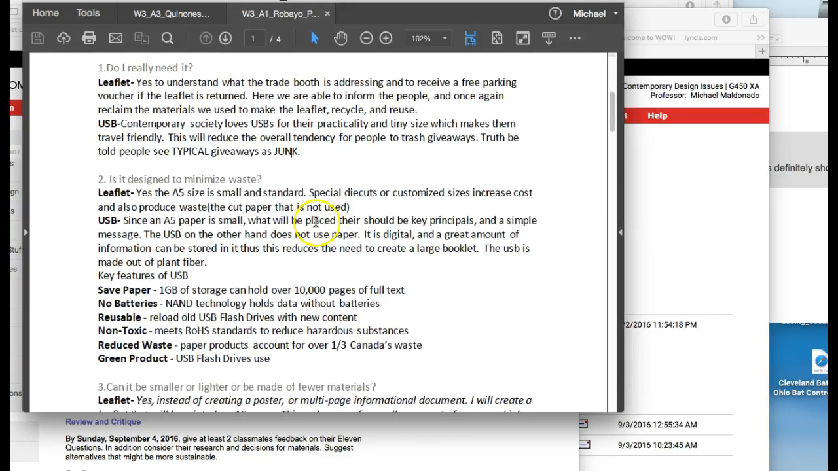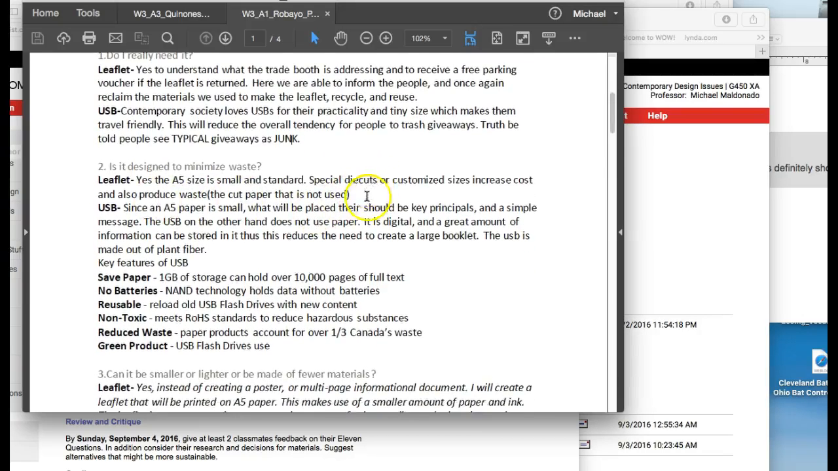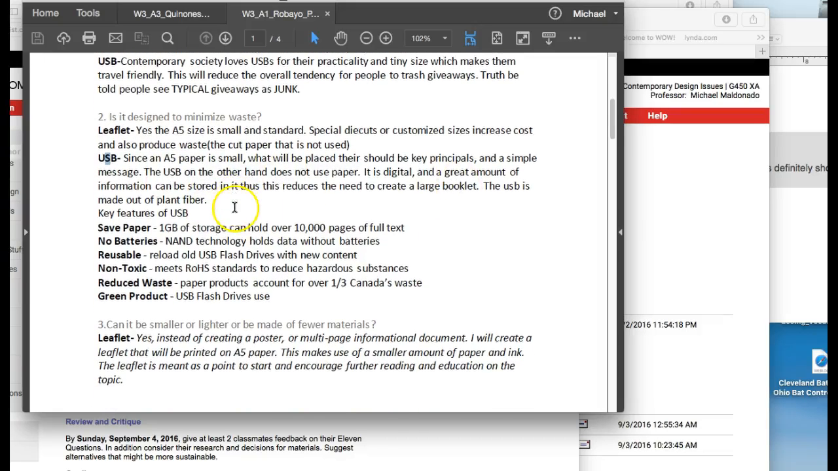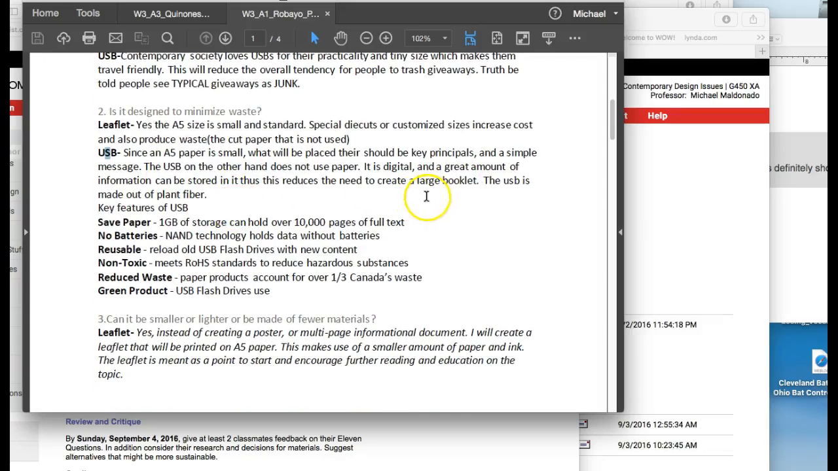Is it designed to minimize waste? 8.5, that's good. This is good right here. That's great. But you say, yes, 8.5 is small, and then it says USB, and you say, since 8.5 is small, what should be placed in there is... Oh, wait, the USB, on the other hand, does not use paper, and a great amount of information can be stored in there, reducing the need to create a large booklet. Got it. Okay, so you have information on that.